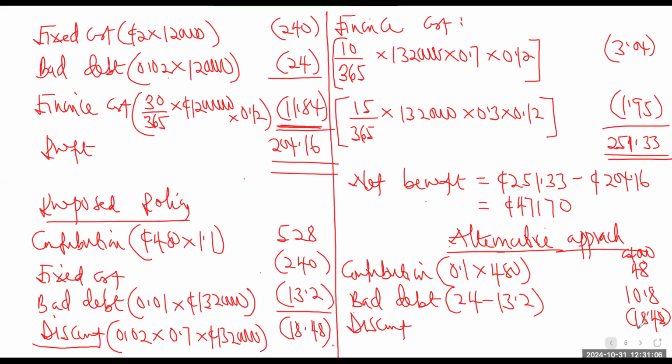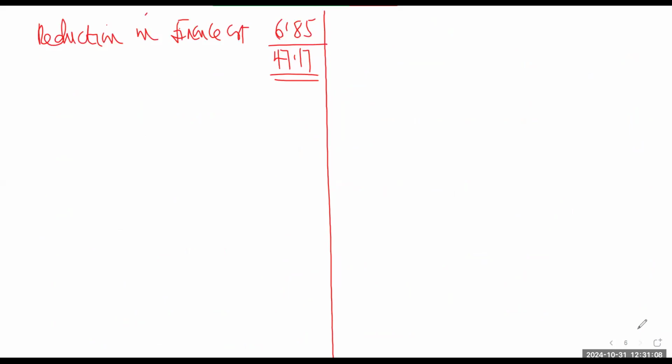Okay. I want to show you how we can calculate these two discounts on total basis. This is what we do over here. You calculate what we call the weighted average number of days.